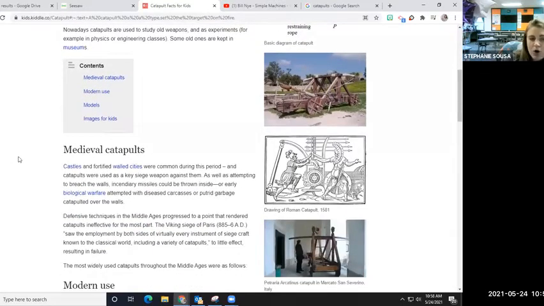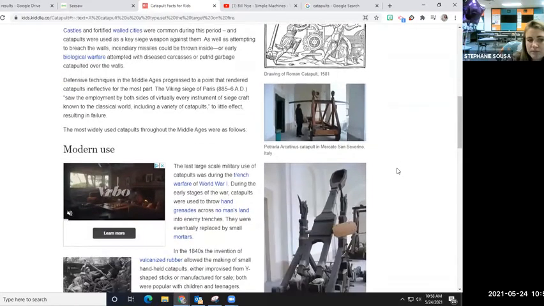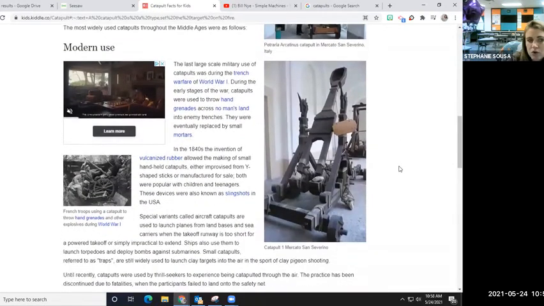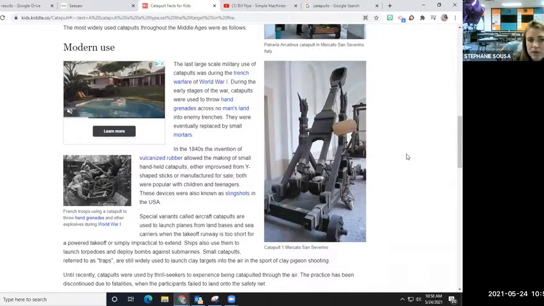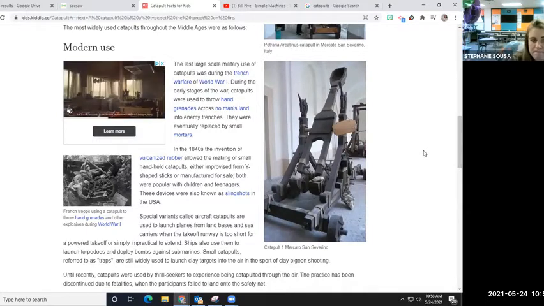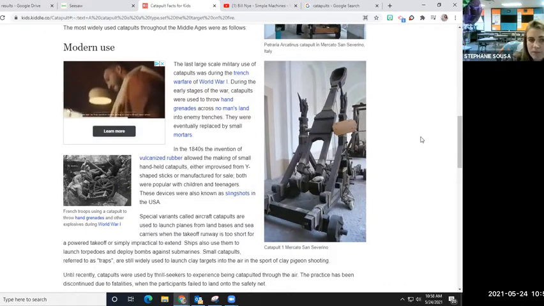We're going to skip over this part of medieval catapults, but I do want you to notice the photographs and drawings. These are examples of how catapults or warfare weapons were built in the medieval times, which was about 1,500 years ago. These have been around for a very long time. Okay, so notice some pictures. Scroll down. See modern use. This was more recently used, such as in World War I. World War I has taken place in the last 100 years, so it's a bit more modern.